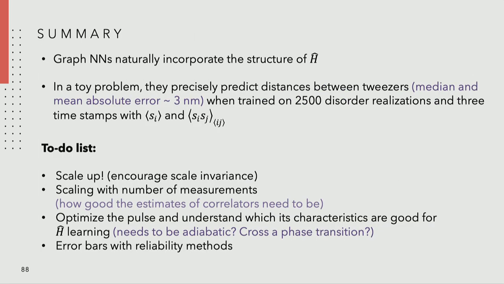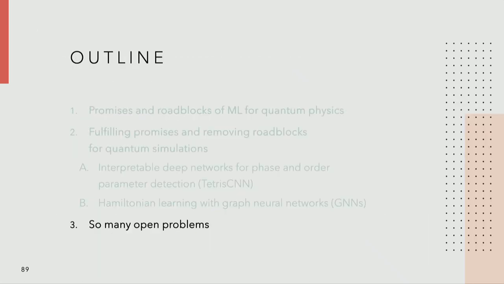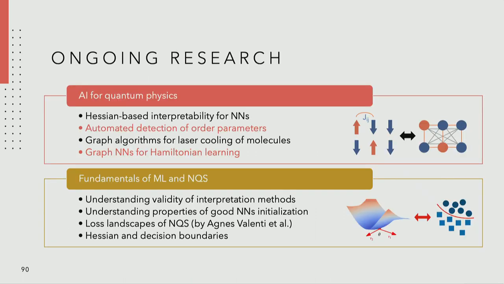So the summary: graph neural networks are great for Hamiltonians, for incorporating the structure of your data and understanding what's close to each other, and there's a long to-do list. I will skip that, but basically, next to ML for quantum, I'm also studying ML, because it just puzzles me. There are so many open and unanswered questions. So please talk to me about any of that if you feel like it.